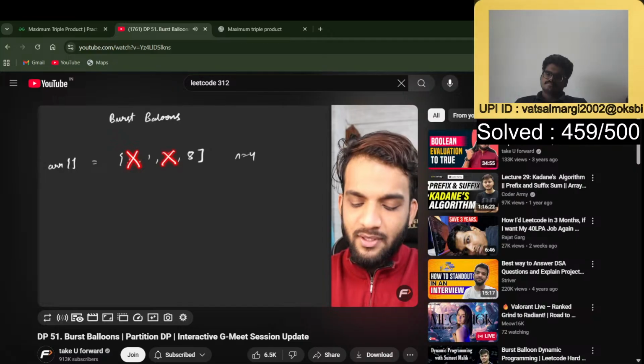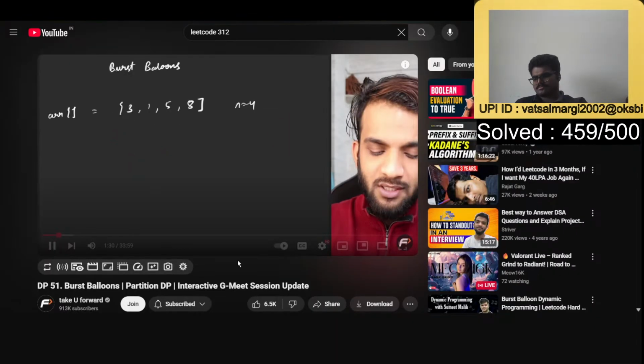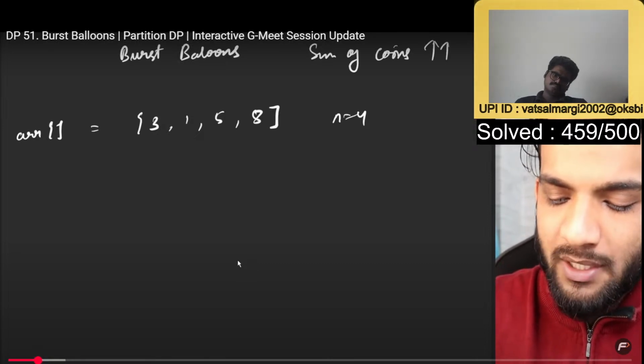Or you can go 3, then 5, then 8, then 1. You can follow any order. And in following the order, you will be getting some coins, because every time you burst a balloon, you get some coins. So the summation of those coins should be maximum is the question.